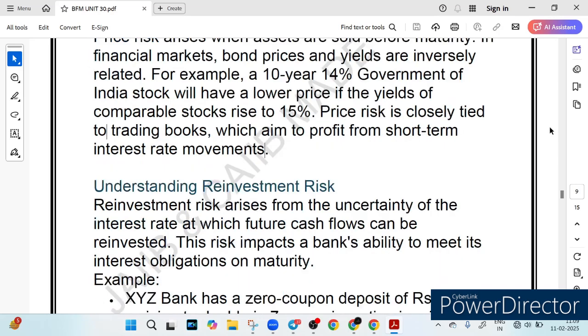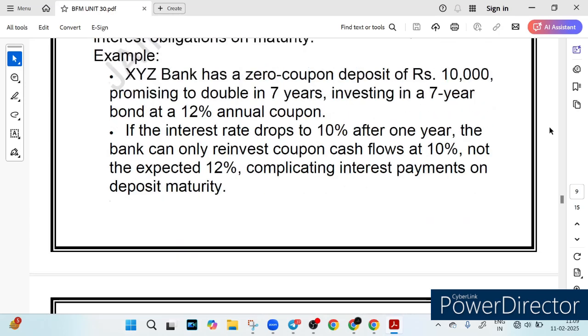Now we will cover the reinvestment risk in the upcoming lecture, in the part 2 lecture. So that's all for the first lecture.